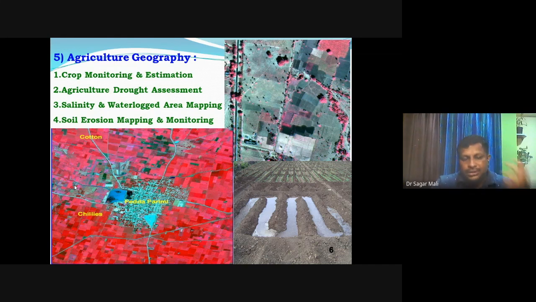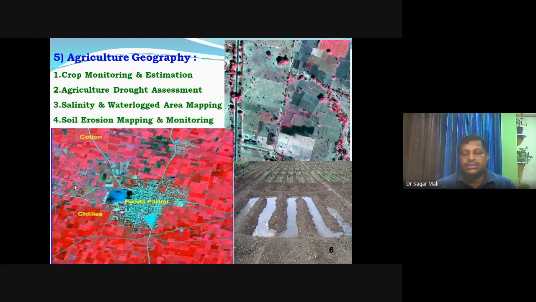We can use modern practices to monitor the health, and if the health is good, we can easily estimate how much production of the particular crop will be there. So for crop estimation, remote sensing plays a very important role.